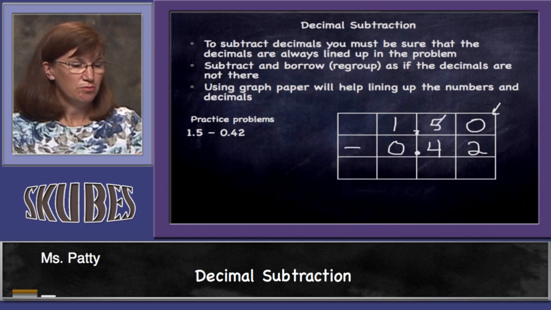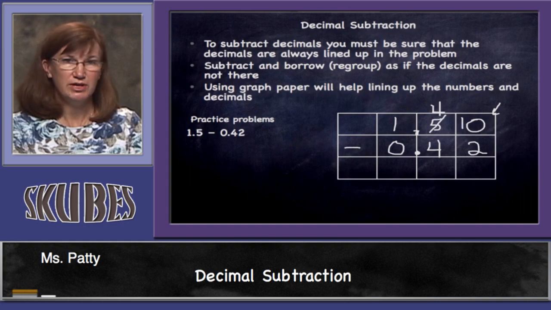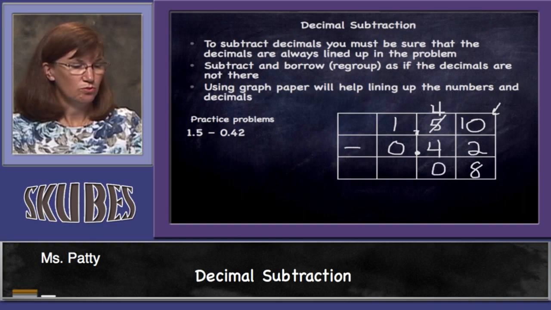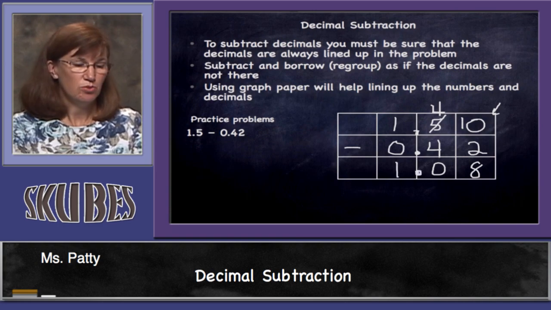Now I'm going to borrow from the 5. I change it to a 4. Bring our 1 over here, and now we have a 10. 10 minus 2 is 8. 4 minus 4 is 0. 1 minus 0 is 1. Bring your decimal down into your answer, and your answer is 1.08, or 1 8/100. Let's do some more practice.